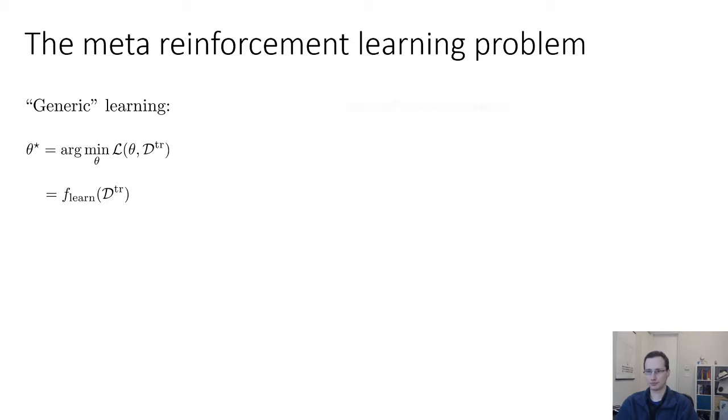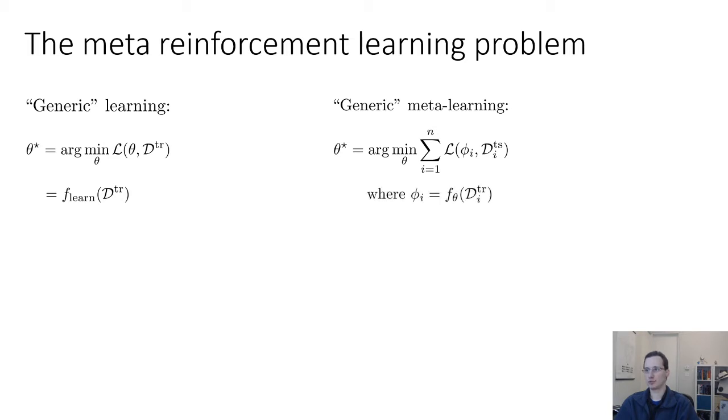As a reminder, generic meta-learning can be written as some function f_learn that you apply to a training set dtrain. Generic meta-learning can be written as minimizing the loss function on a test set by using some parameters phi i, which are obtained by applying a learned learning function f theta to the training set. In the case of gradient-based meta-learning, f theta is just gradient descent from the initialization determined by theta. In the case of black box meta-learning, f theta involves running an RNN with parameters theta on dtrain to produce a hidden state. And that's what goes into phi i.